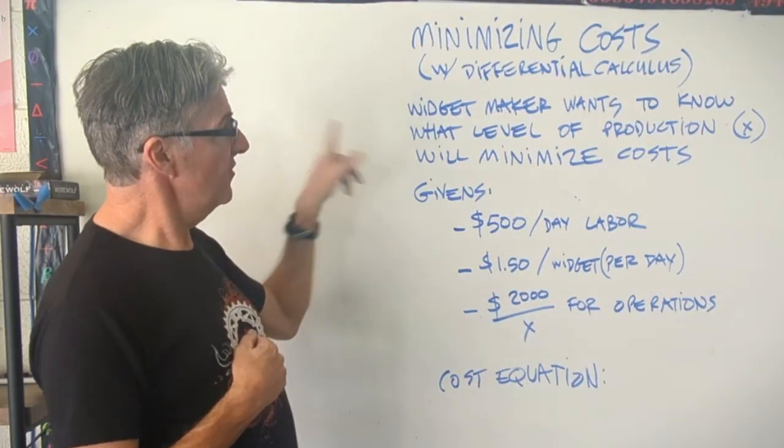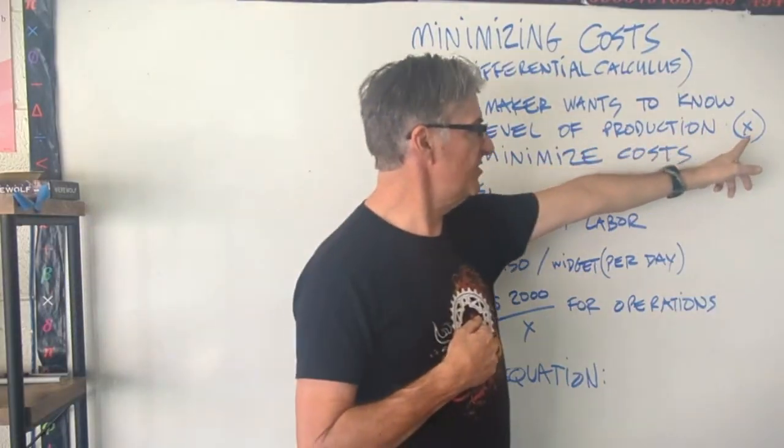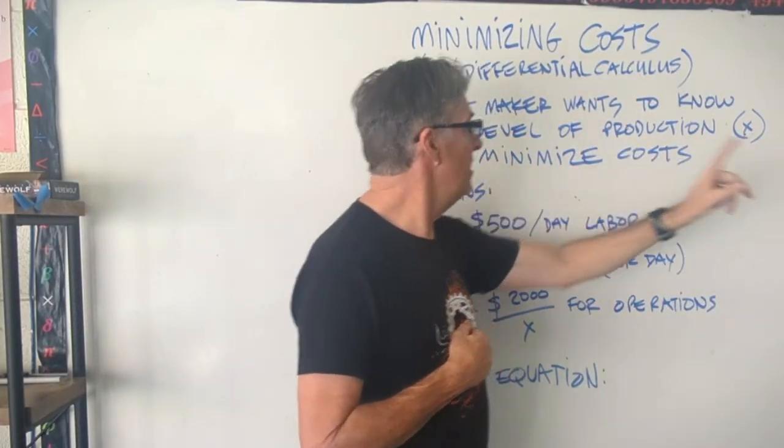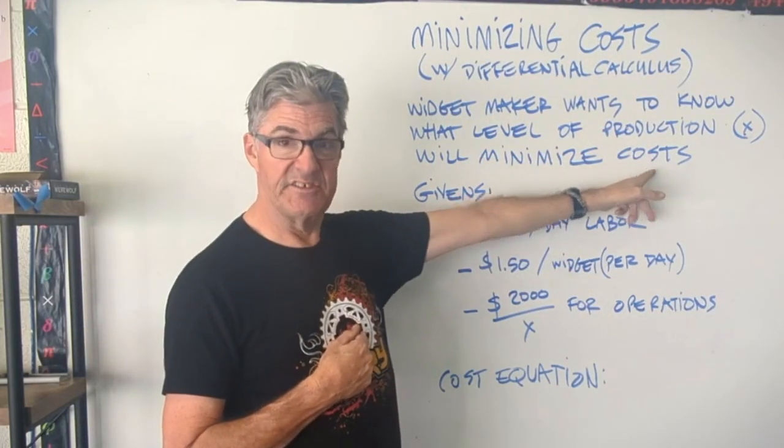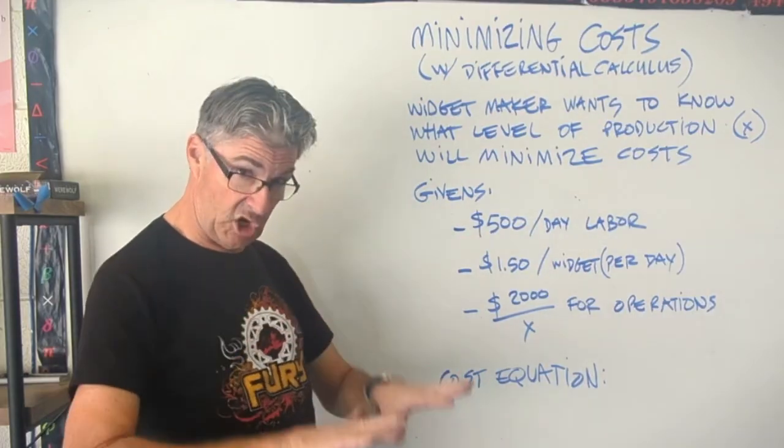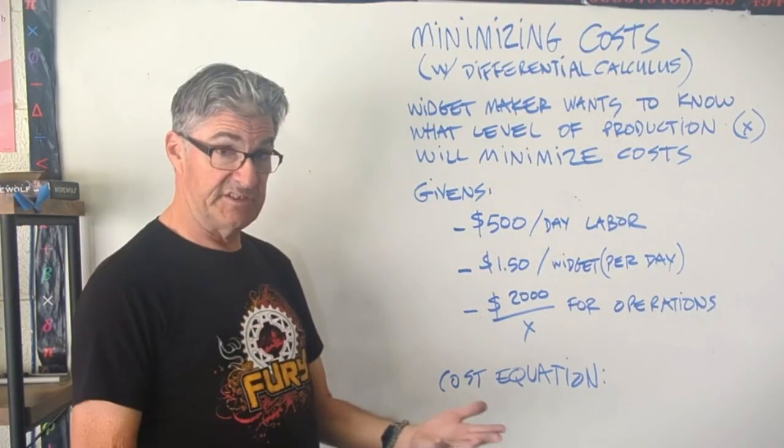Here's the math of it. First off, we want to know what level of production, i.e. x widgets, will minimize the cost. Obviously, a manufacturer wants to keep their costs down and their price up so they can make some profit.